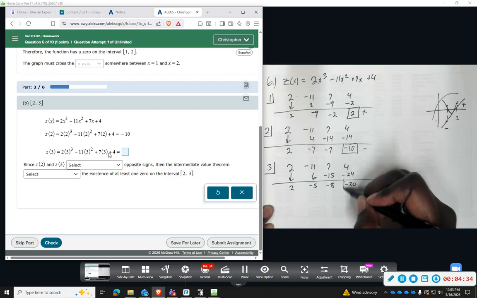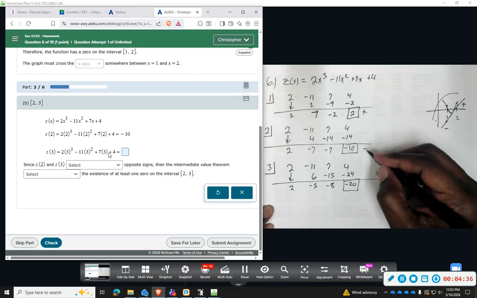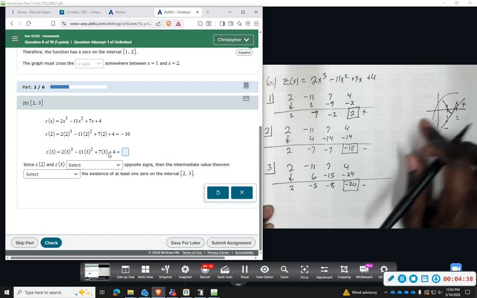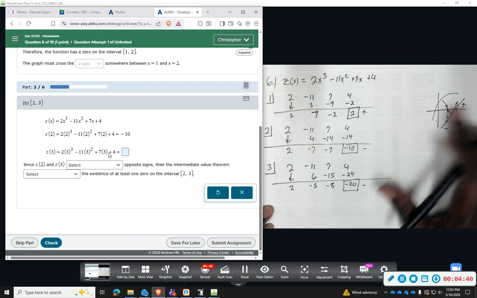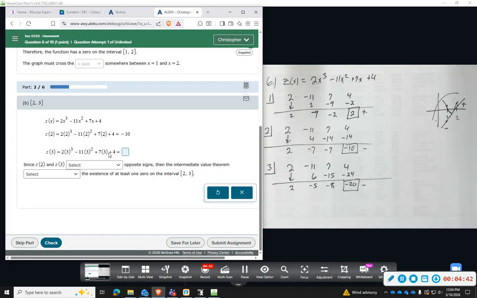All right, so here when we compare these two, both signs are the same, both negative. So the graph could stay down at the bottom. It could go and cross, but we don't know. So this one comes out to be a negative 20. And since it says have opposite signs, they do not have opposite signs. They have the same sign. Intermediate value theorem does not guarantee the existence of at least one zero on the interval 2 to 3.